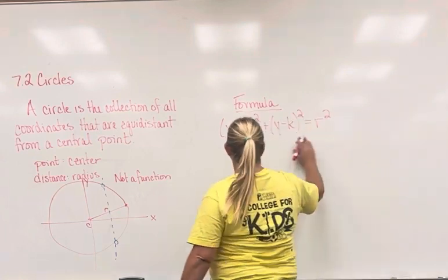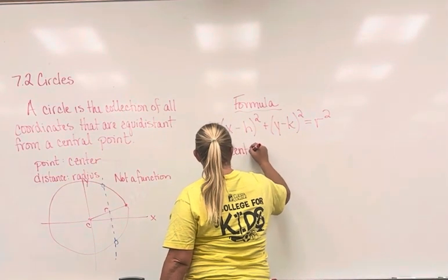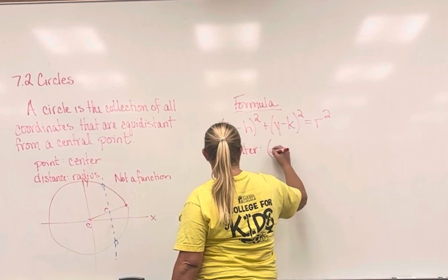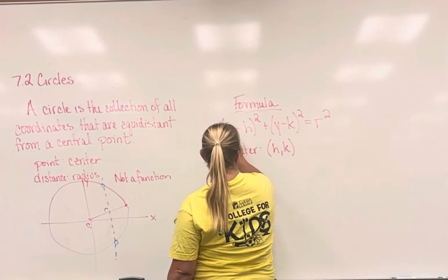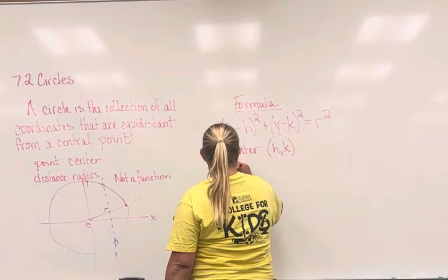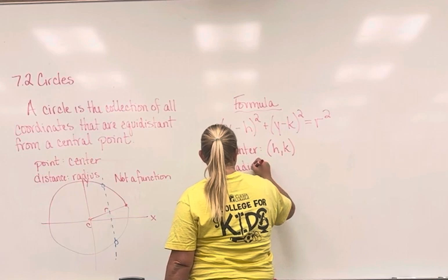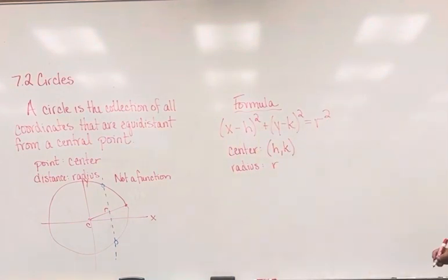So when you're given the formula for a circle, the nice thing about this is the center and the radius are right there. The center is the point (h, k), okay? The coordinate or the number that's with the x and the number that's with the y. And then the radius is just gonna be r. Okay? So we have our center and radius.